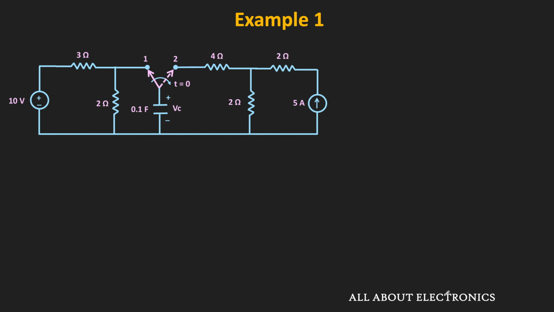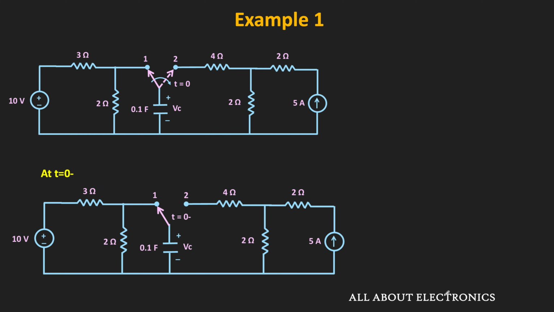And for that, let us see the circuit at time t equal to 0 minus. At time t equal to 0 minus, the switch will be at position 1. And in the example, we have been given that the switch is in this position since a long time. That means in this position, the circuit is already in the steady state condition. And we know that in the steady state condition, the capacitor will act as an open circuit. That means at time t equal to 0 minus, the voltage across the capacitor is the same as the voltage across this 2 ohm resistor.